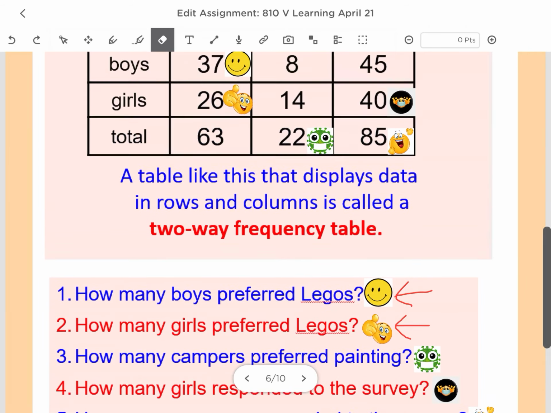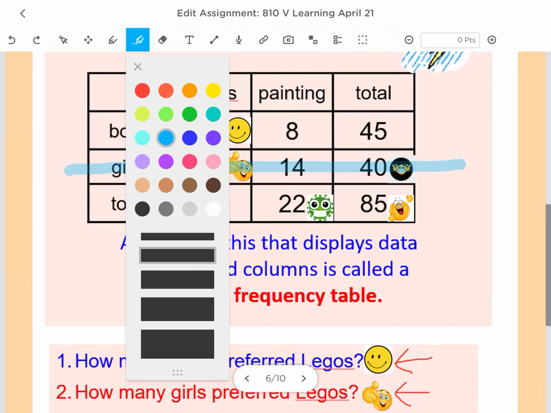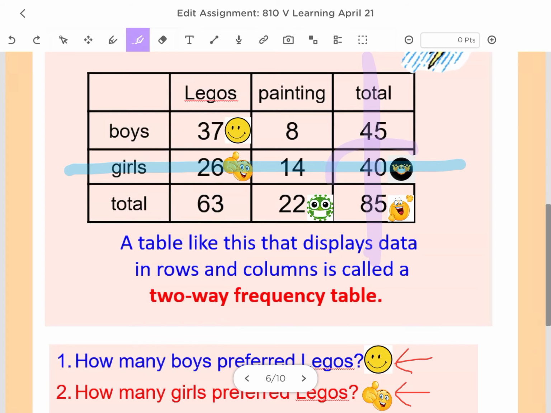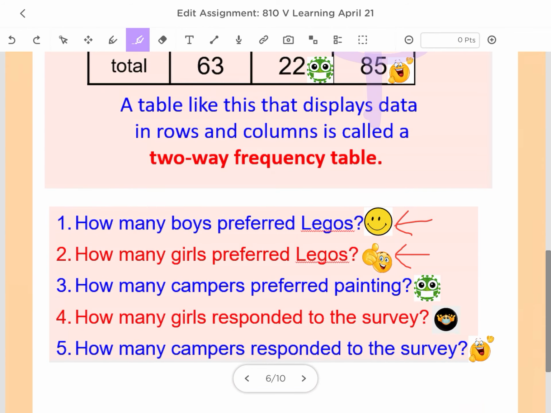Then how many girls responded to the survey? So again, we're going to look at girls. And I'm looking for the total number that responded to the survey. So I'm going to look at the total here. And I'm going to notice that there was 40 that responded to the survey. So you got the little quarantine guy there with this thumbs up. So that matches this emoji right here.